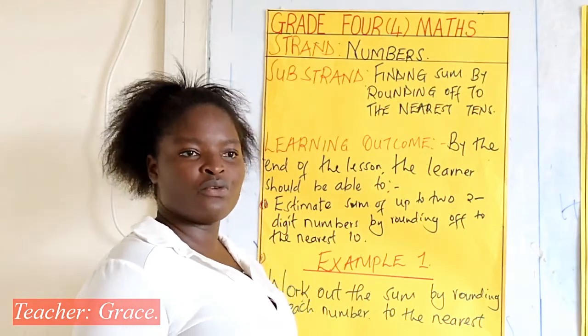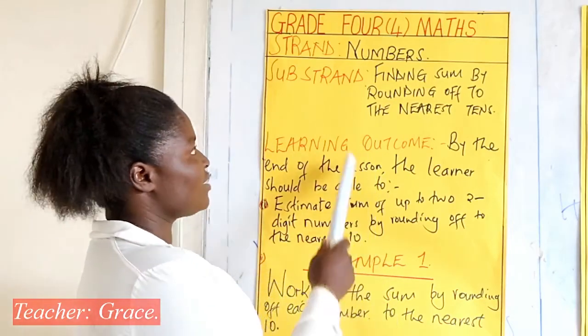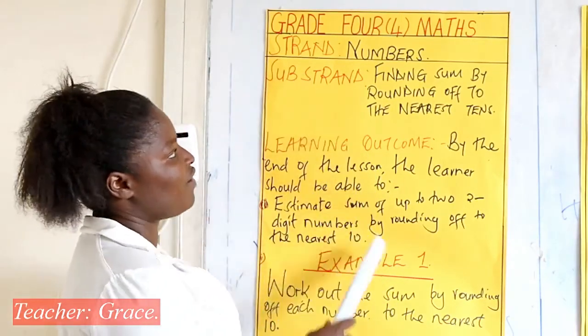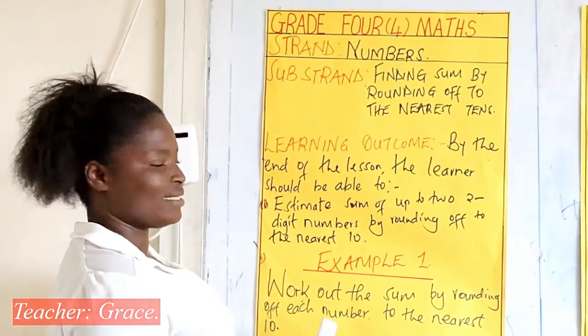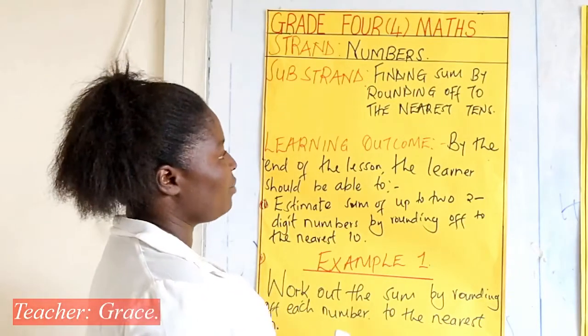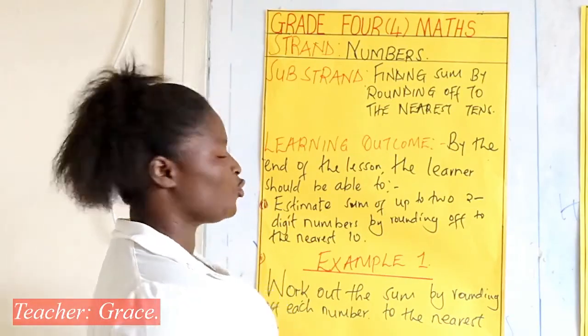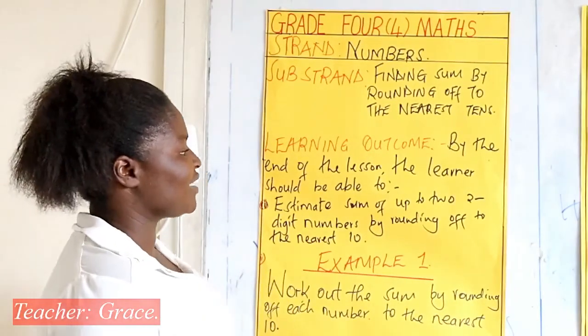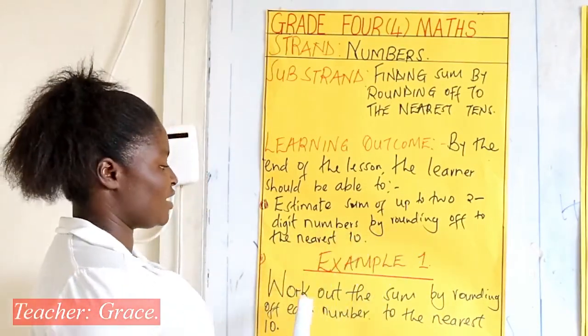I want to take you through grade 4 mathematics. Our today's strand is numbers, and our sub-strand is finding sum by rounding off to the nearest tens. The learning outcome: by the end of the lesson, the learner should be able to estimate the sum of up to 2-digit numbers by rounding off to the nearest 10.